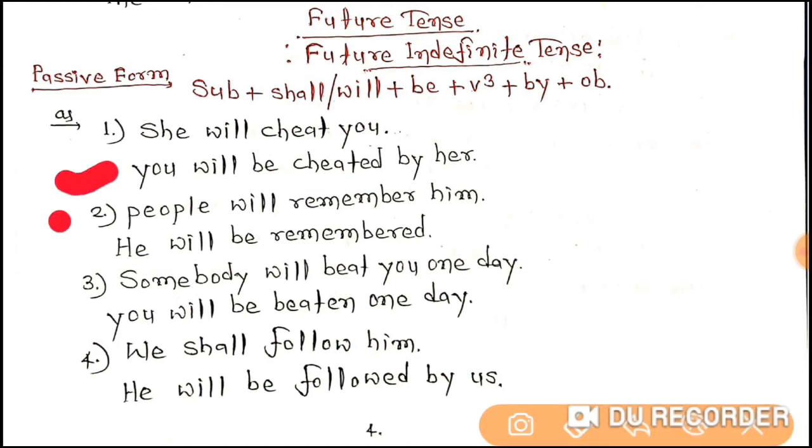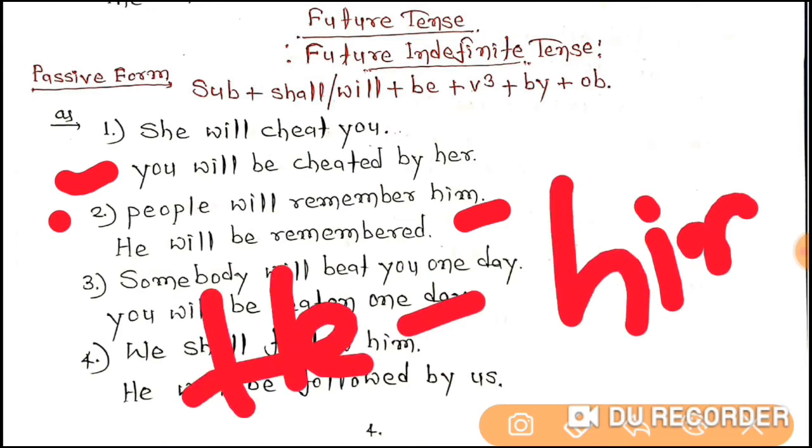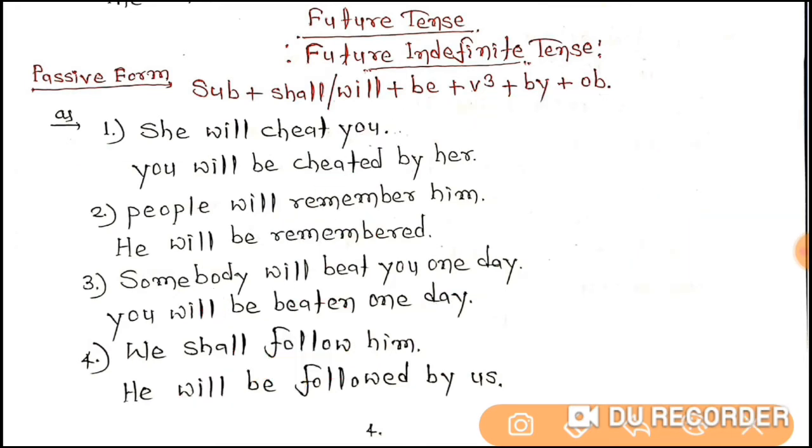Now the second one, people will remember him. So remember whom? Him. So him is object here. So if this object has to be the subject, it will become what? He. So your passive sentence is he will be remembered. And if he will be remembered, you can just imagine by whom? By the people.